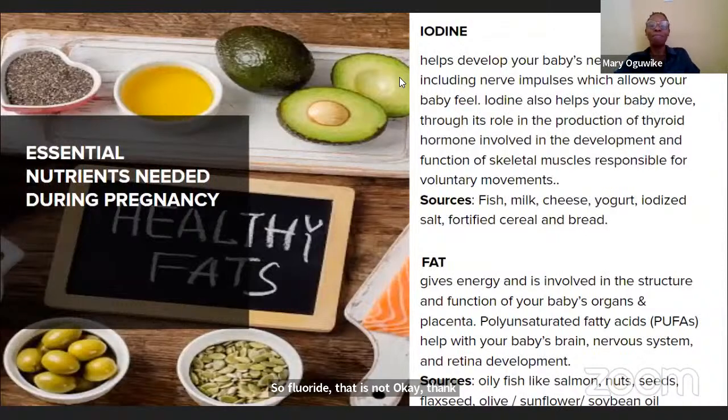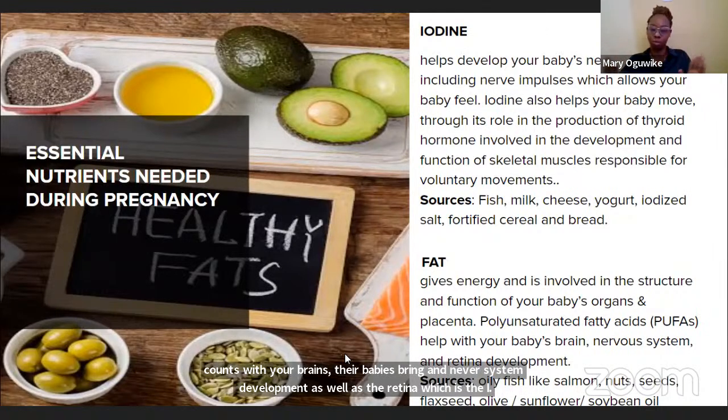So the next one is fats. Now, fat is one of the macronutrients. And what do macronutrients do? They are the major sources of energy. Fat is also involved in the structure and function of your baby's organs and placenta. You know, placenta is very important because that is the medium through which your baby gets nutrients from you as a mother. Now, polyunsaturated fatty acids help with your baby's brain and nervous system development, as well as the retina, which is the eye. So fat does more than giving you energy during pregnancy.